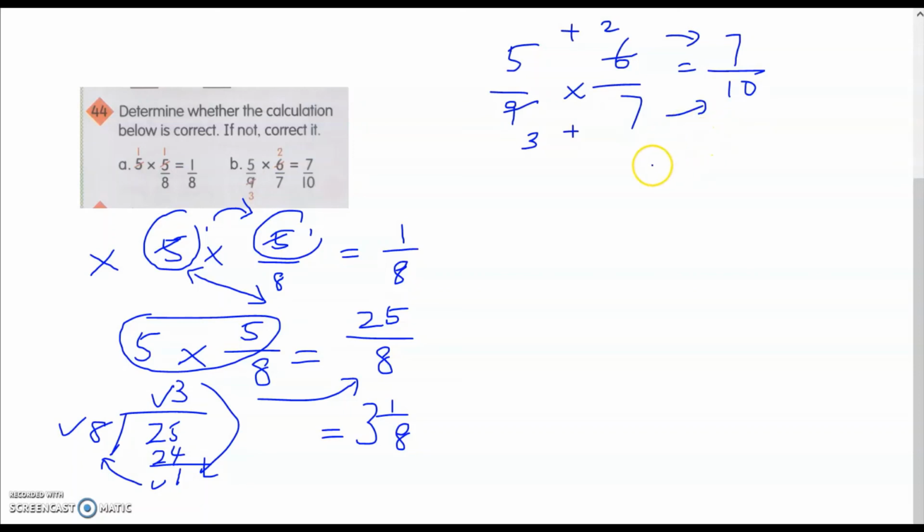Again, this is wrong. What is the problem here? The problem here is we are multiplying. Can you see? Times here. So you cannot plus. You should times. So 5 times 2 is actually 10. 3 times 7 is 21. So the correct answer should be 10 over 21.